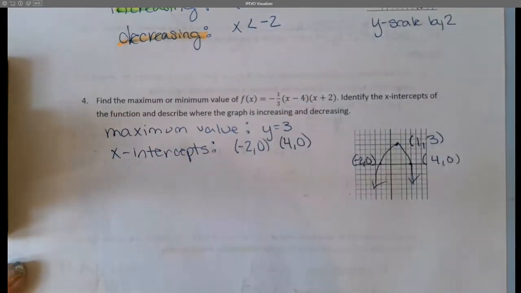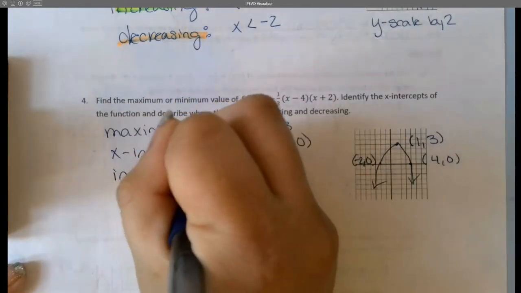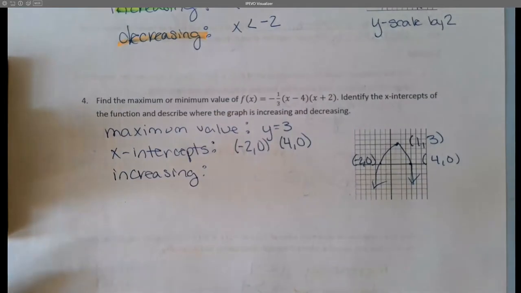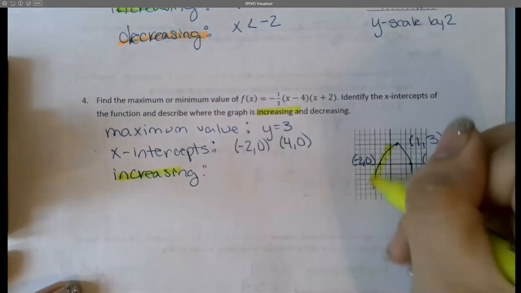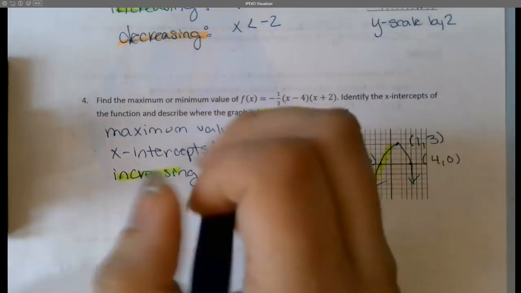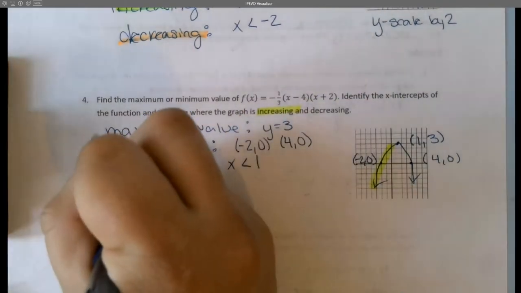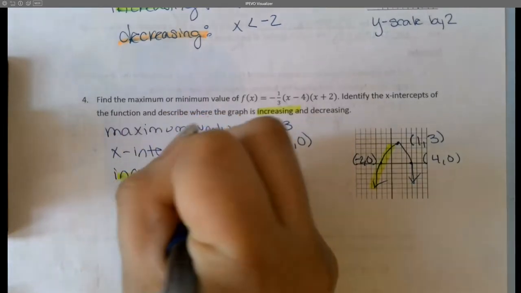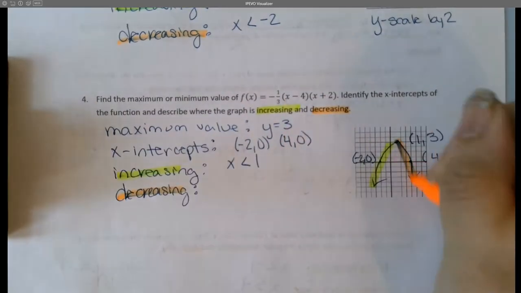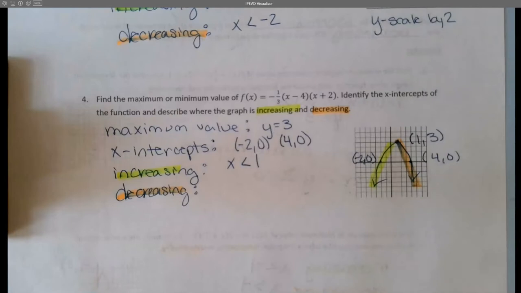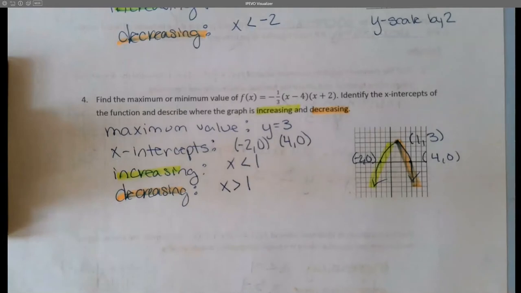Okay. Then it also wants to know where it's increasing and decreasing. Increasing is going up. Has a positive slope on the left side this time, so it is x less than 1. Next, it wants to know where it's decreasing, which is happening on the right. So x greater than 1, because remember greater than means right.